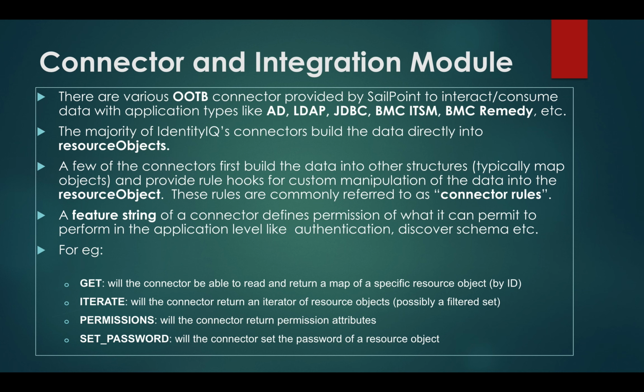Besides that, I already told you that connectors come with a feature string. The feature string defines the permissions of what the connectors can perform in the third-party applications, such as authentication, discover schema, etc. Some of the feature strings we have are availability or get. If the connector has the feature string get, then the connector will be able to read and return a map of a specific resource object by ID. The iterate feature string will help the connector return an iterator of resource objects. Permission will allow the connector to return permission attributes, and set password will let the connector set the password of a resource object.